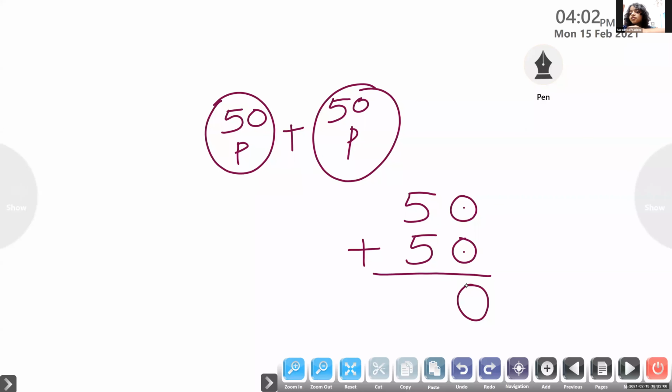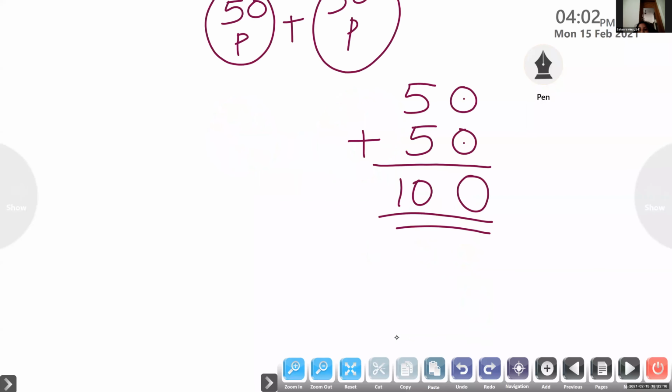Yes. And five the fingers. After 5, 6, 7, 8, 9, 10. So right here, 10. So what is 50 plus 50? What is 50 plus 50? 100. 50 plus 50 is 100.